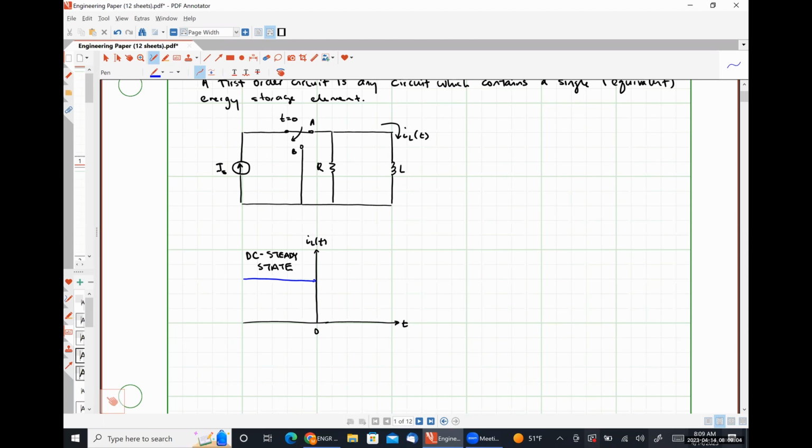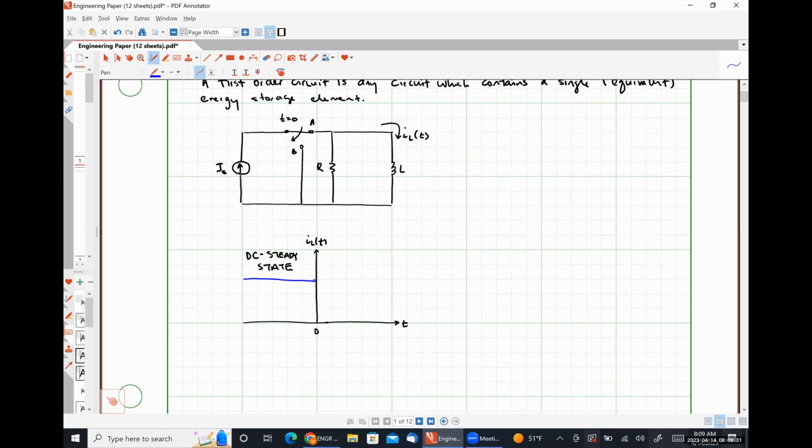So a very long time after our switch has changed state, we should expect to see that all of the energy that was stored in the inductor at t equals 0 has been transferred to the resistor and converted to heat, so that our inductor current is now at 0 as well, right? We have no more electrical energy in our system. It's all been transferred to heat.